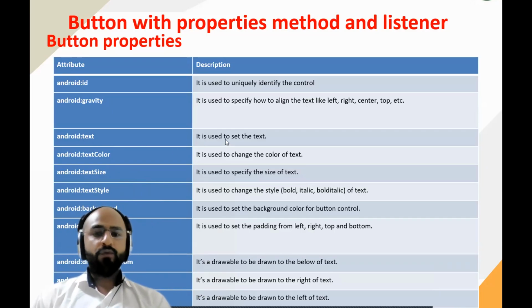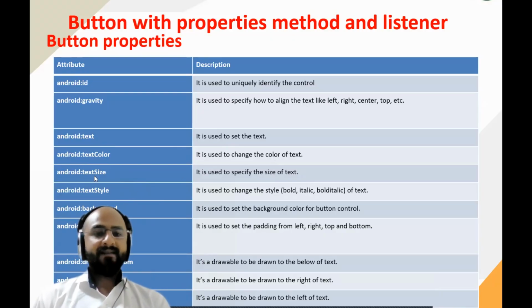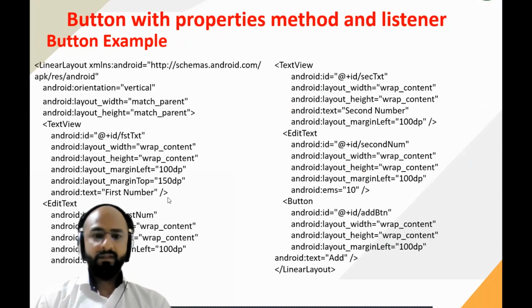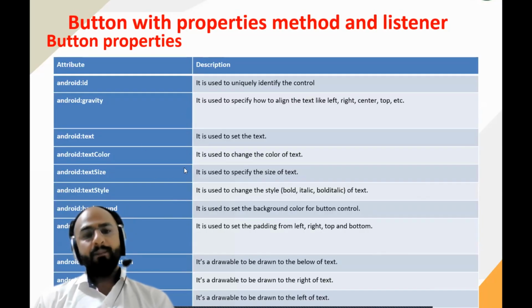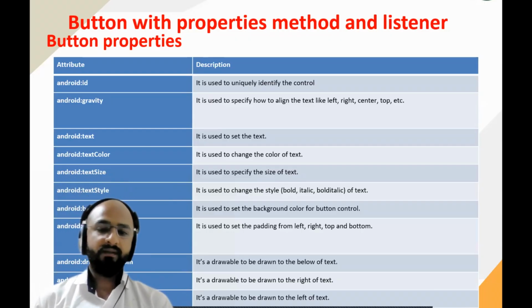Android colon text used to set the text onto the button. Android colon text color. It is used to change the color of the text that we have written onto that button. Text size, text style, background, padding, drawable button, drawable right, drawable left. So these are the important properties of the button that I have written over here.